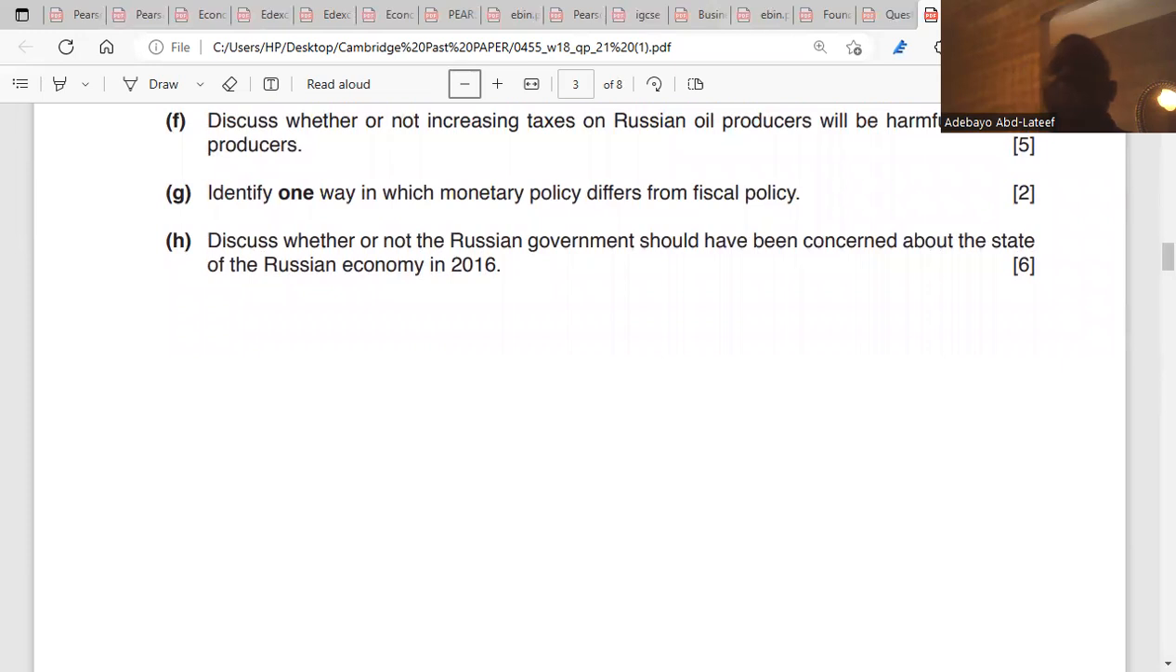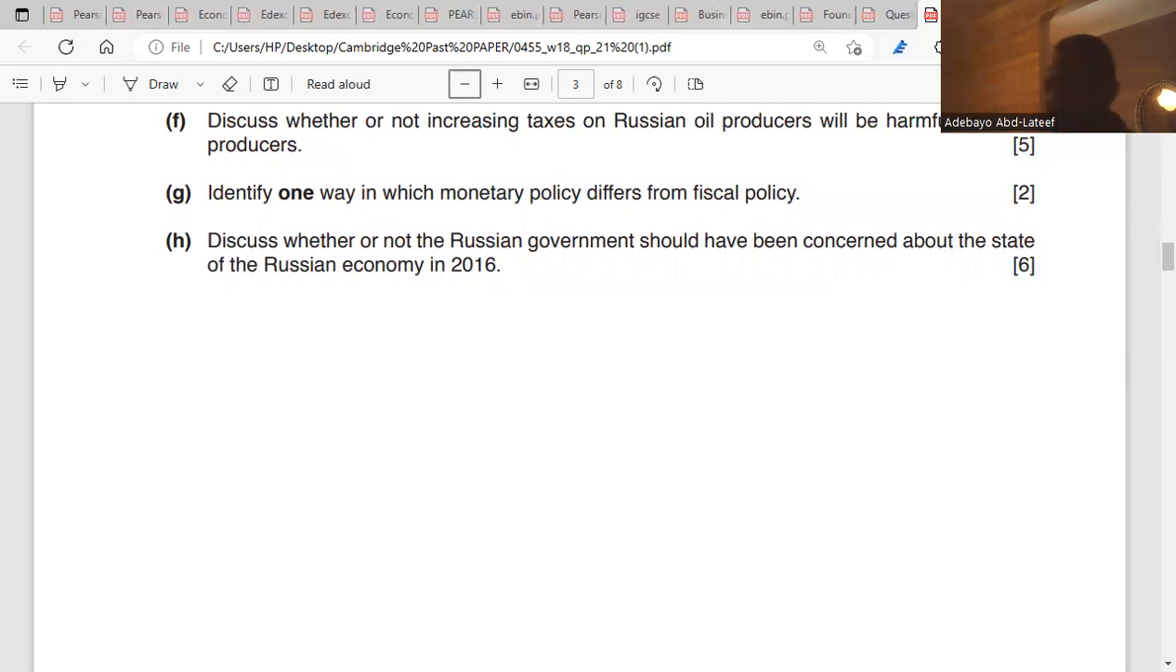Identify one way in which monetary policy differs from fiscal policy. You just have to give the definition of monetary policy and fiscal policy. What is monetary policy? Monetary policy is the use of interest rates or money supply to manipulate or to control the economy. Fiscal policy is the use of taxation or subsidies to control or to manipulate the economy. Is it clear?